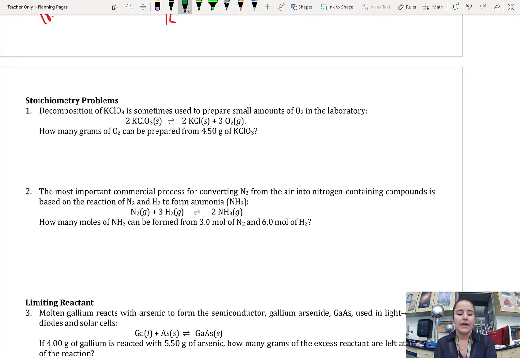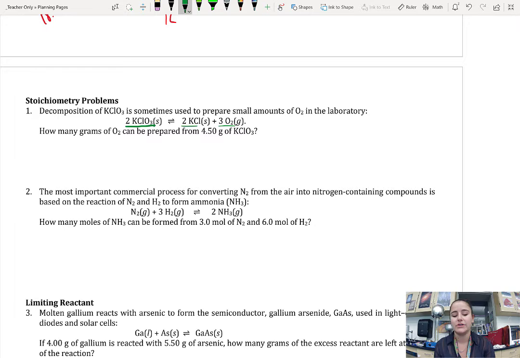Okay, so the decomposition of KClO3 is sometimes used to prepare small amounts of oxygen gas in the laboratory. How many grams of oxygen gas can be prepared from 4.50 grams of KClO3? Okay, so 2 moles of KClO3 decomposes to form 2 moles of KCl and 3 moles of oxygen gas.